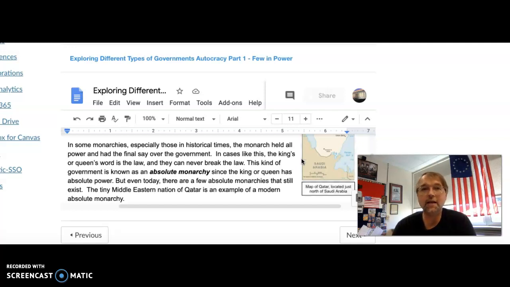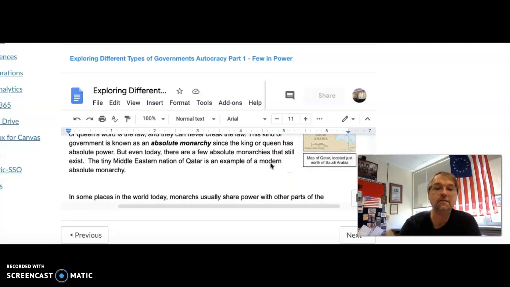So that means the king could just decide one day and say, hey, you know what? I don't like you for whatever reason, and I want you executed. It's done because they have absolute power. But even today, there are few absolute monarchies that are still existing. The tiny Middle East nation of Qatar is an example of a modern absolute monarchy.